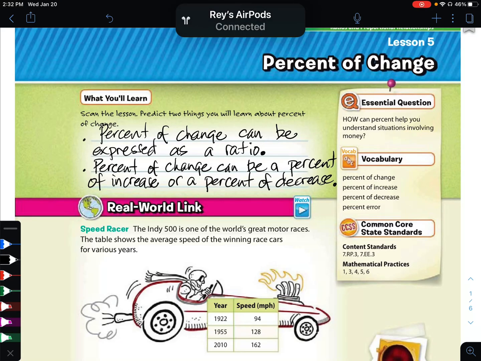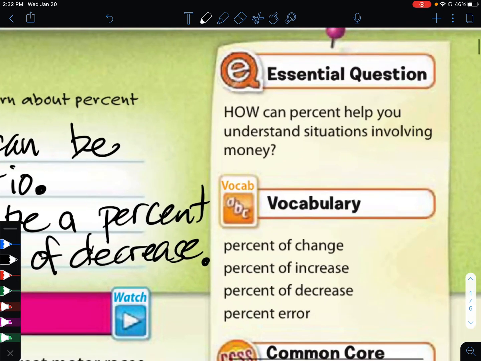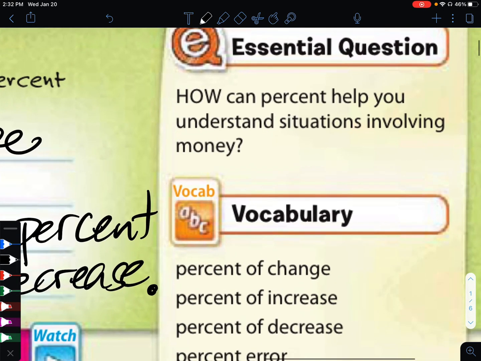Lesson 5, Chapter 2, Lesson 5, Percent of Change. We go back to the essential question: how can percent help you understand situations involving money? From what we studied in Lesson 1, where we started with percent of a number, Lesson 2 was estimating percents, Lesson 3 was the percent proportion, and the last lesson was all about the percent equation. Some of those lessons included money and how percent can help you understand situations with money being involved.